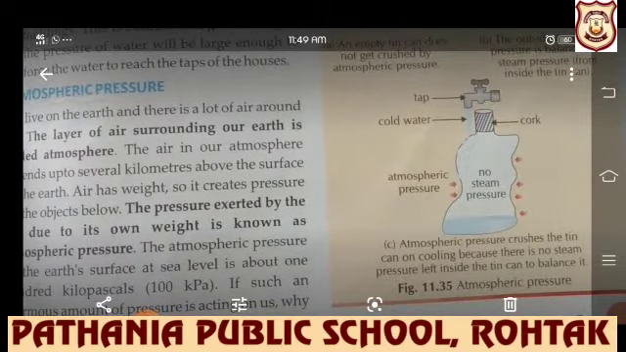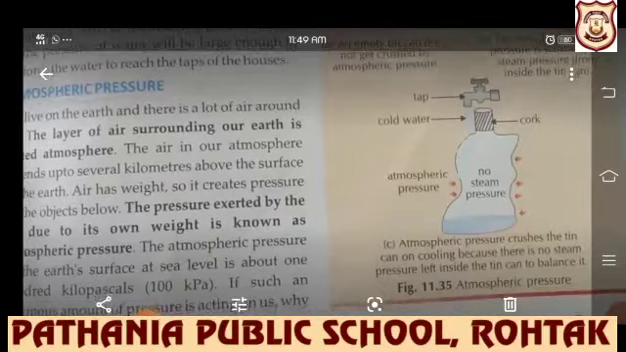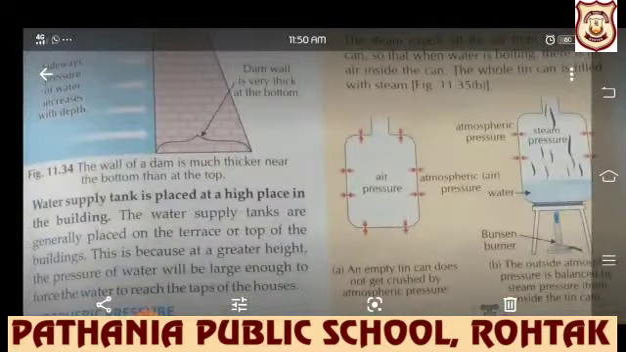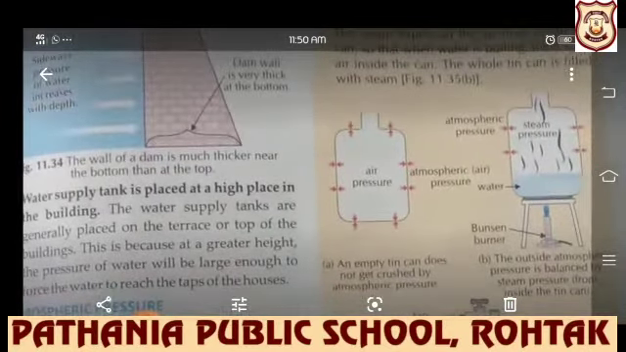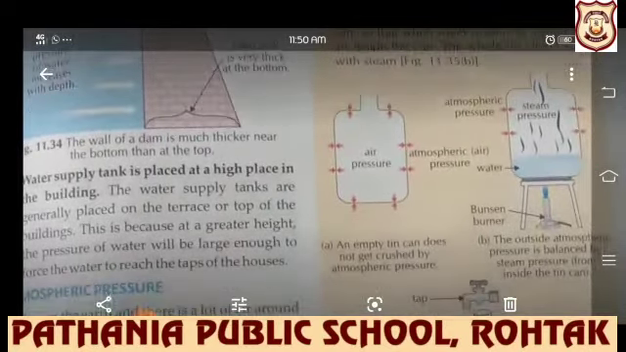Now we will discuss what is the reason for crushing. When the can was empty, the pressure inside and outside was the same. When water in the tin is boiled, steam pushes the air out. The space inside the can is filled with steam.